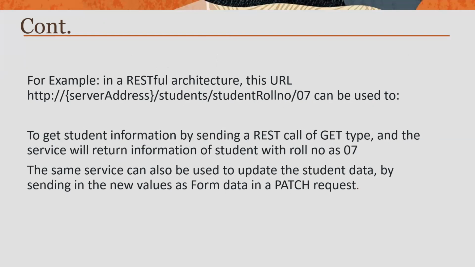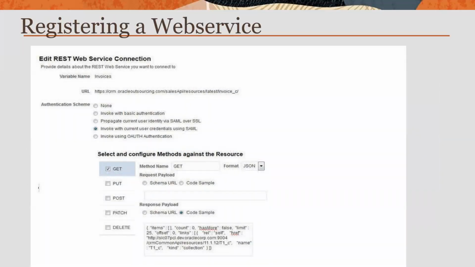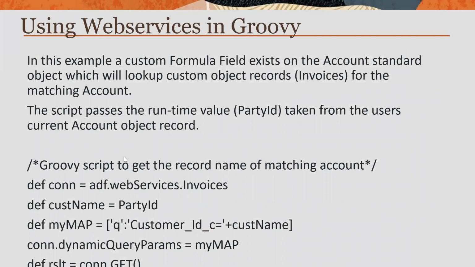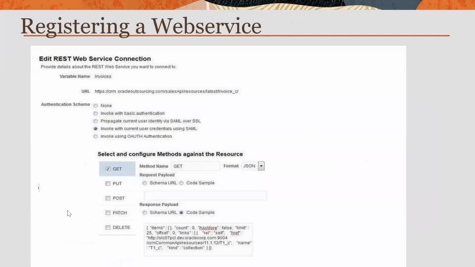If we want to update, we can use a PATCH request, and for create, POST, like that. In our application, this is the page where we can create a web service. We will see this later. And in Groovy also we will create the web service like this. We'll give the endpoint URL and then authentication, and then we'll select the method: GET, PUT, POST, PATCH or DELETE, and then we can give any sample data.